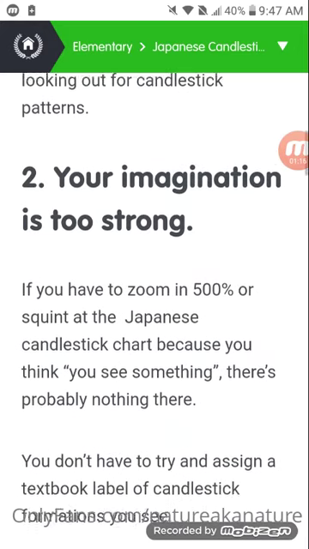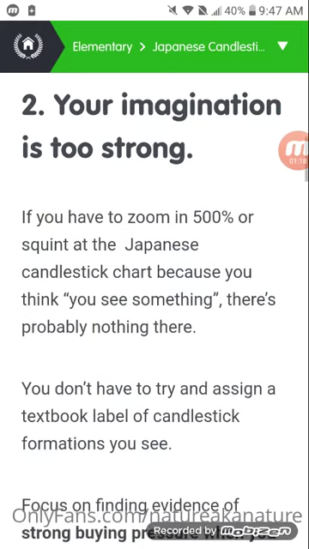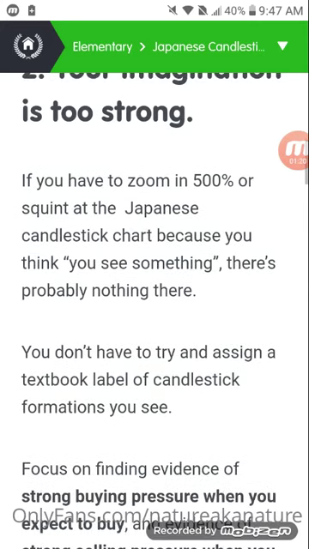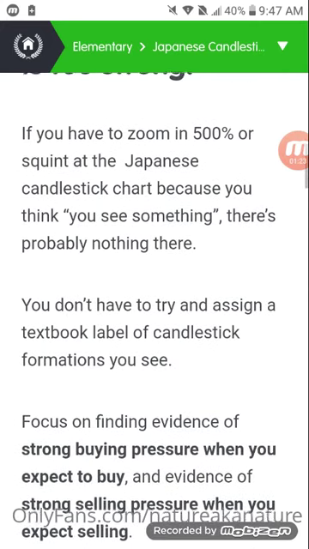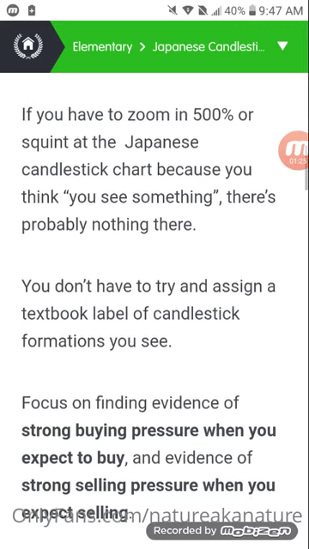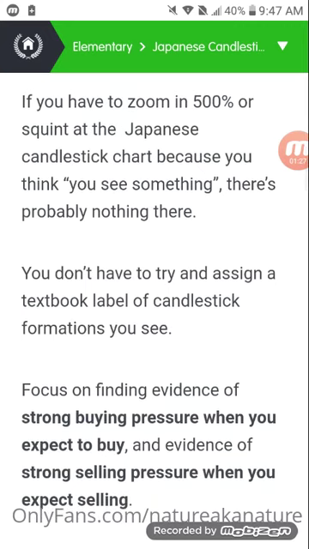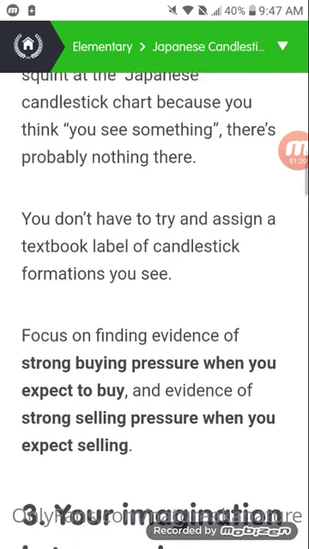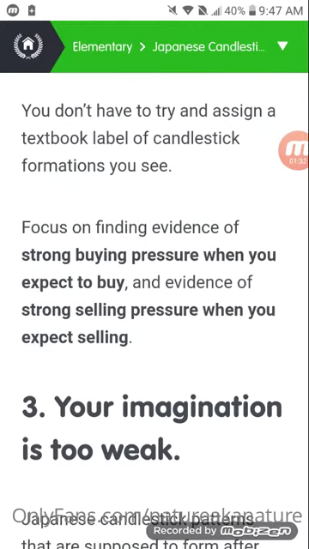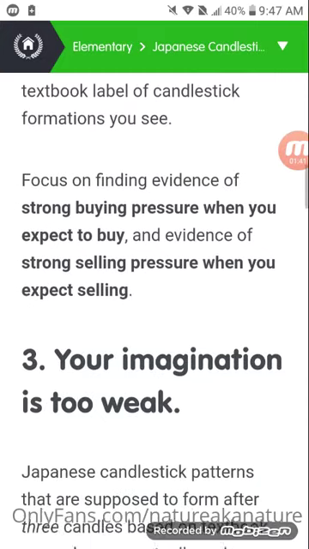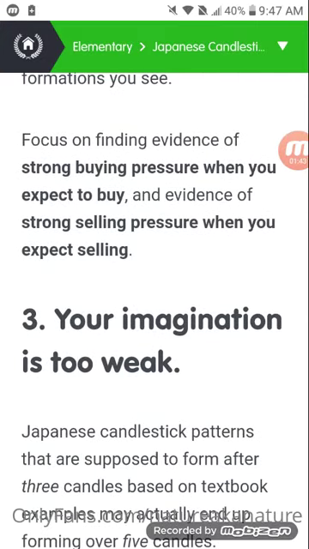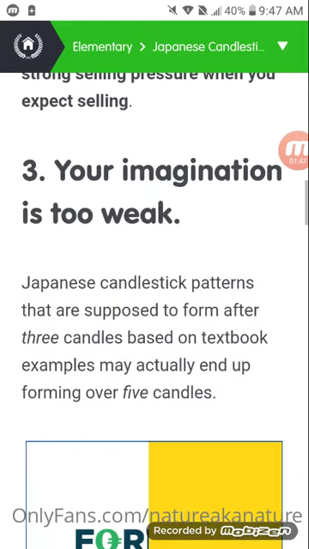Your imagination is too strong. If you have to zoom in 500% or squint at the Japanese candlestick chart because you think you're seeing something on a minute chart, there's probably nothing there. You don't have to assign a textbook label to every candlestick formation you see. Focus on finding evidence of strong buying pressure where you can expect buying, and evidence of strong selling pressure where you can expect selling.